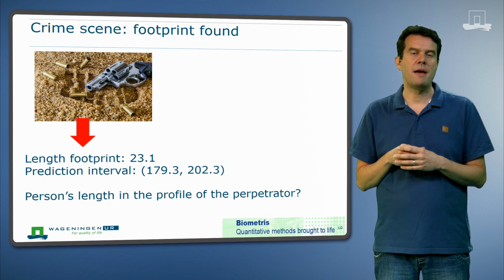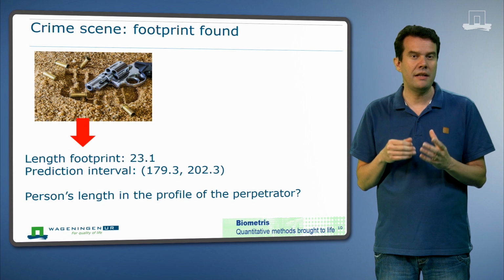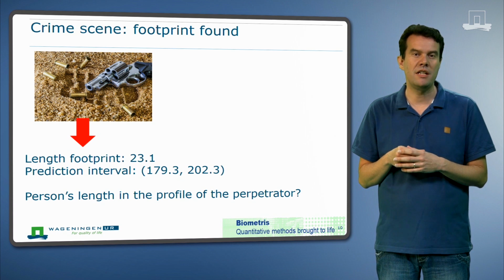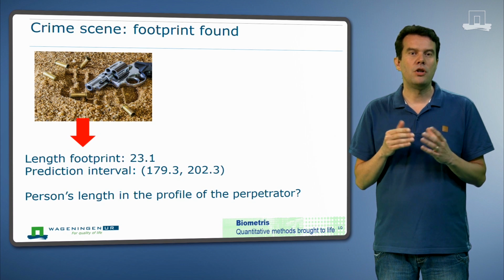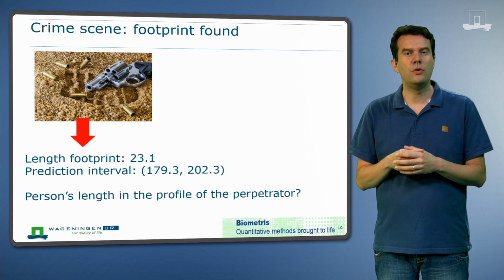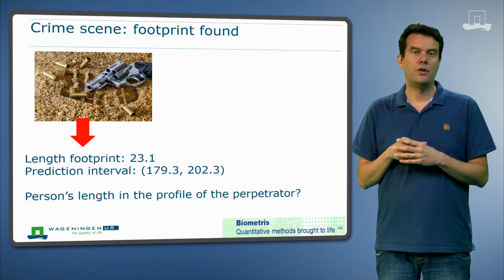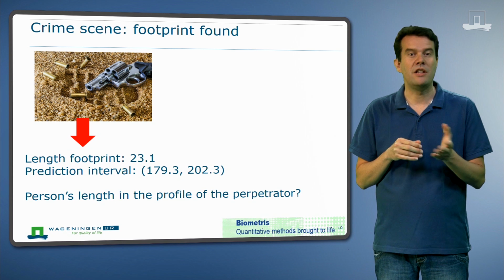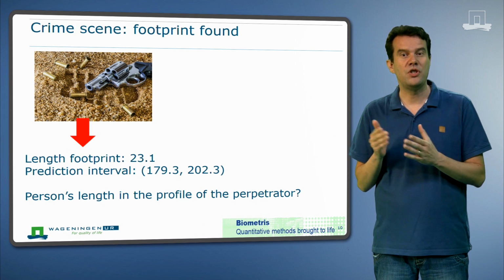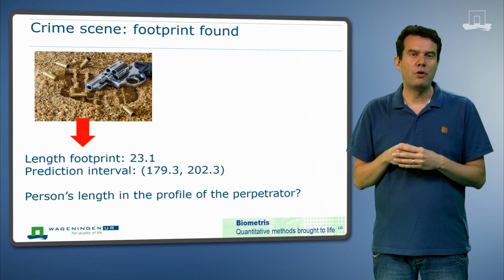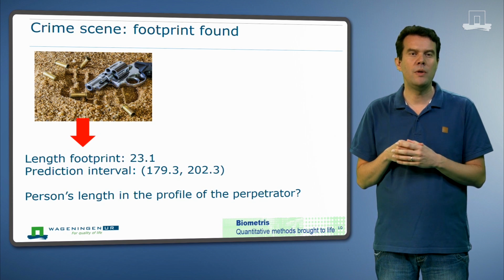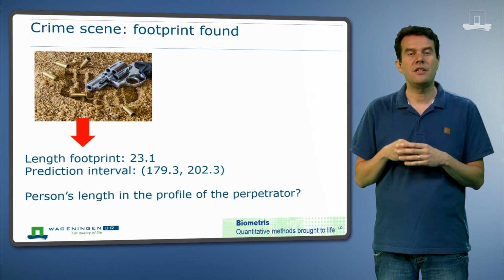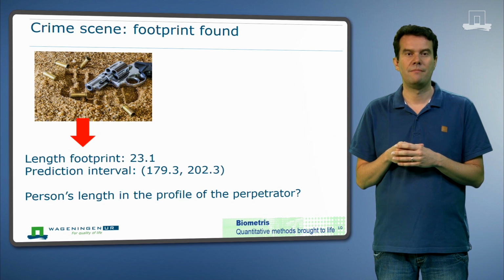Suppose that at a crime scene we find a footprint with length of 23.1 centimeters. In this case, we are looking for one individual only, so for the likely stature, we need to look at the prediction interval. The corresponding prediction interval for stature is from 1 meter 79 centimeters to 2 meters and 2 centimeters. So for the profile of the perpetrator, this individual's length is likely to be between 1 meter 79 centimeters and 2 meters and 2 centimeters.